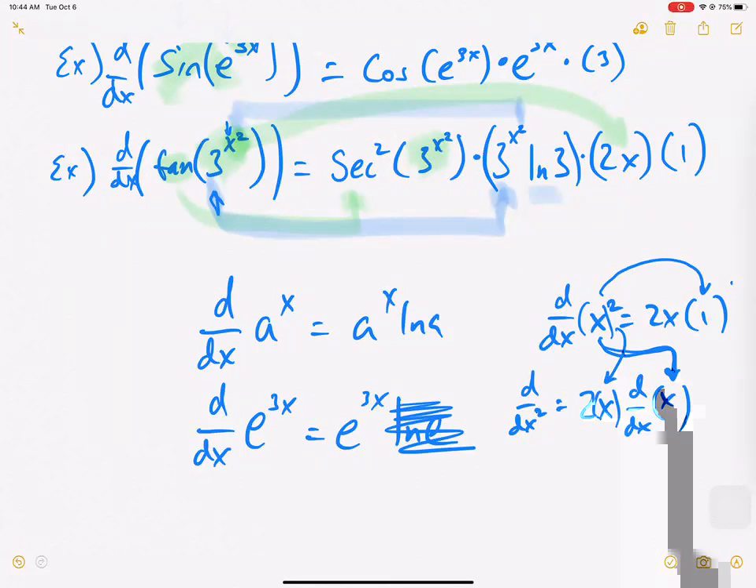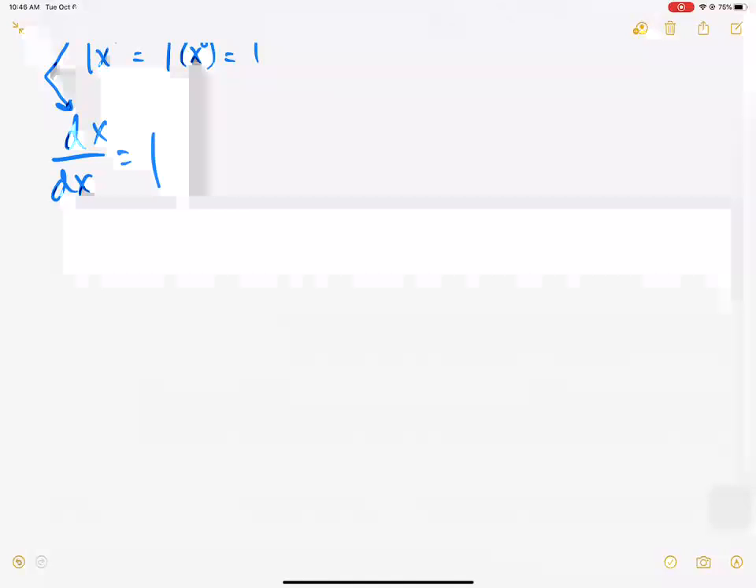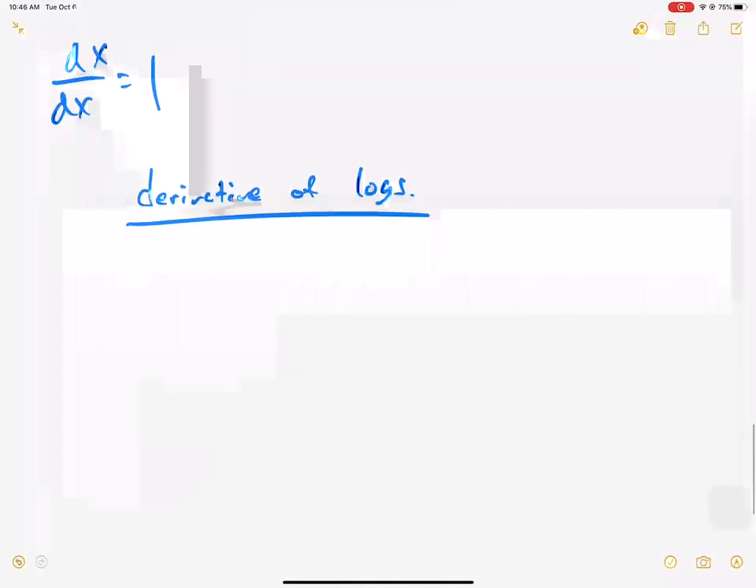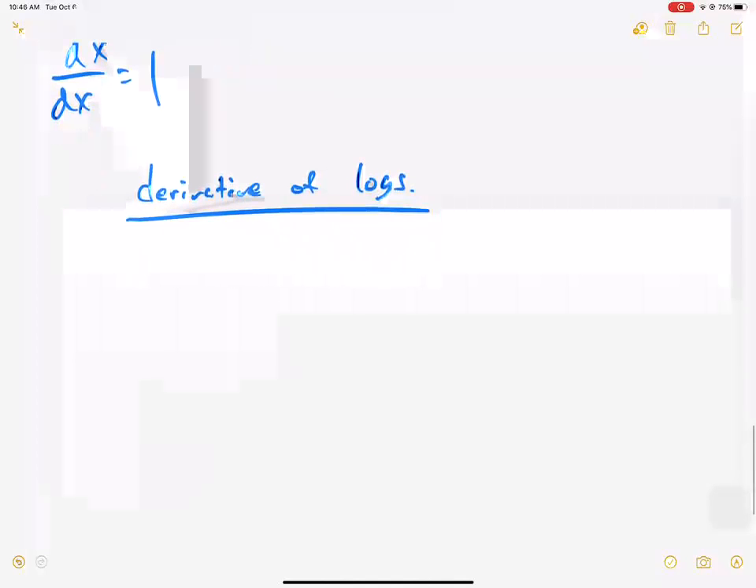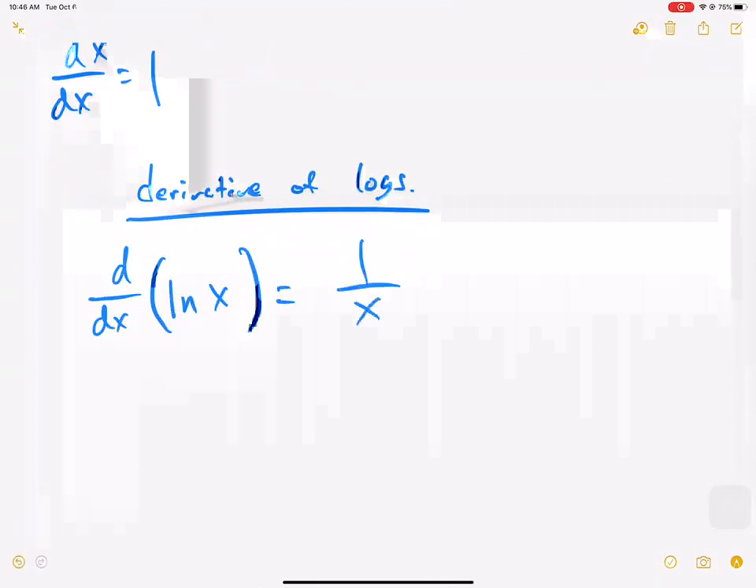Any questions? So now let's do the derivative of logs. Remember, logs are inverses of exponents. Exponents are inverses of logs. So here's the easiest one. The derivative of natural log of x is equal to 1 over x.